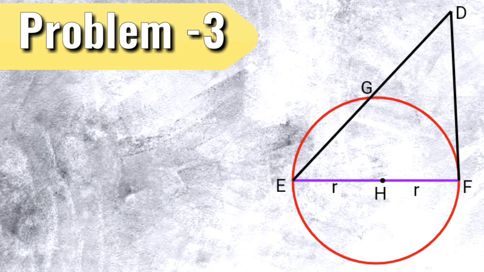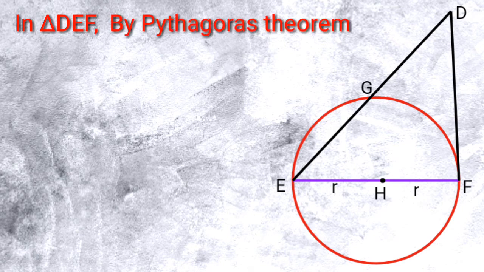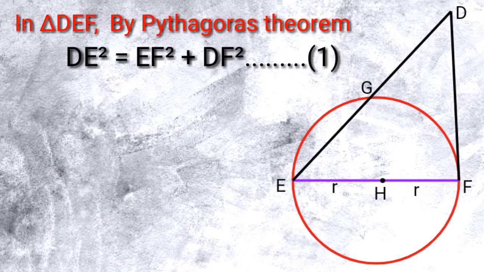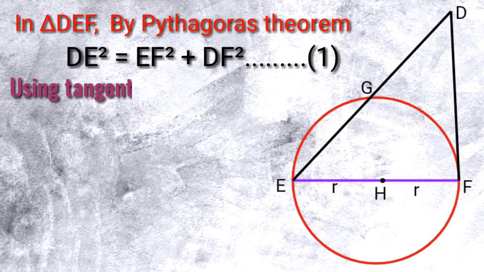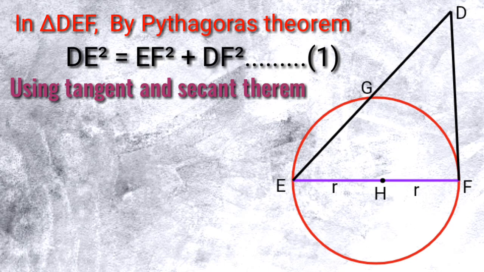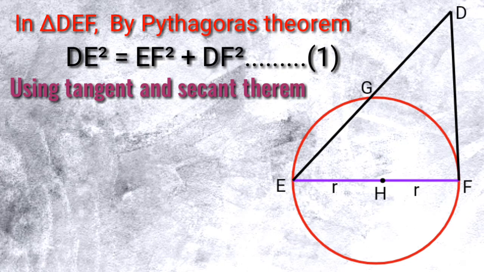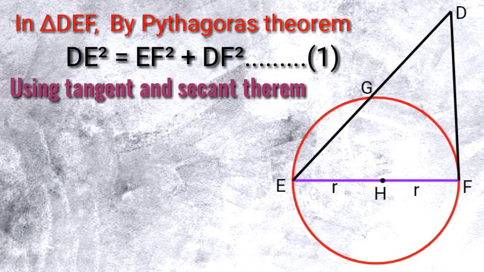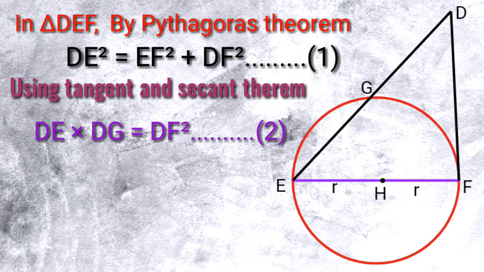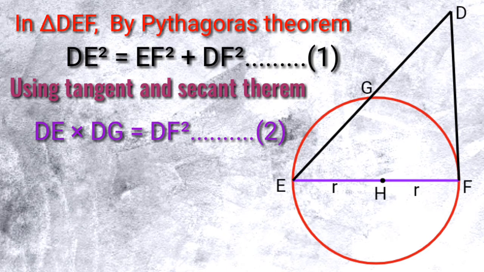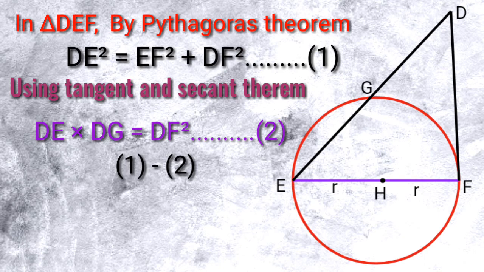In the diagram, EF is the diameter and FD is the tangent. So, angle HFD is equal to 90 degree. In the right angle triangle DEF, DE square is equal to EF square plus DF square by Pythagoras theorem. Now use tangent and secant segment property, that is PT square is equal to PA into PB. In this diagram, DF square is equal to DG into DE. Name it as equation 2. Now subtract equation 2 from equation 1.